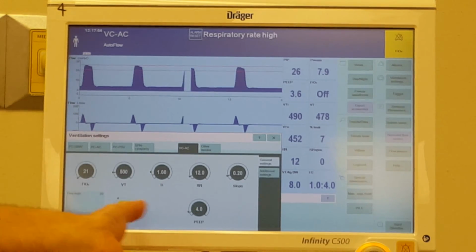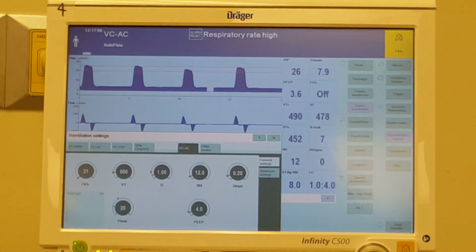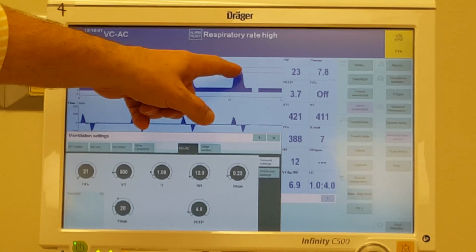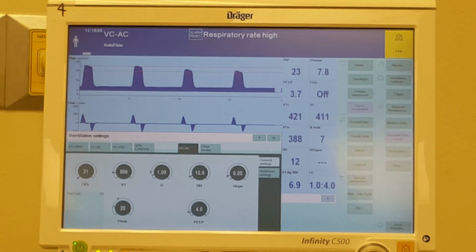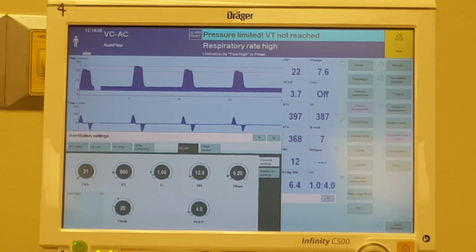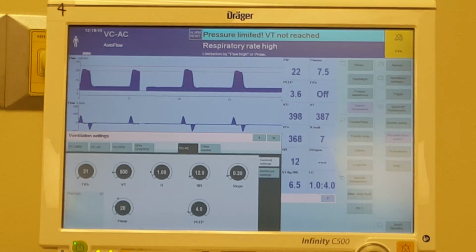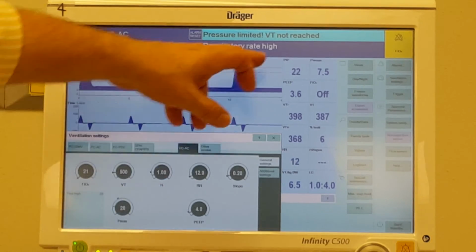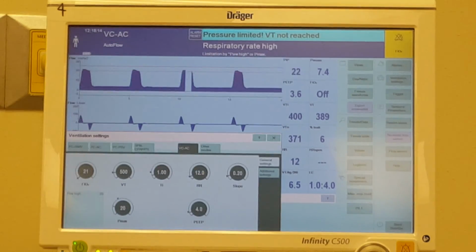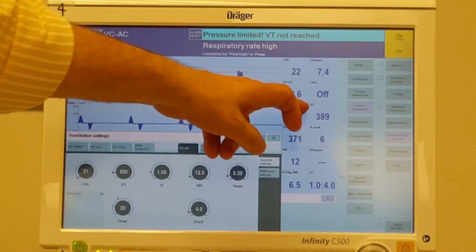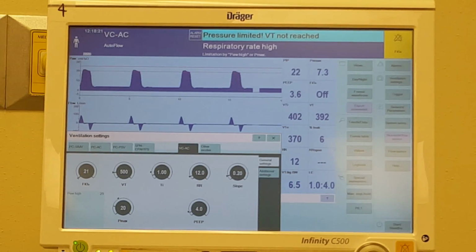Well, okay, I put it to 21. Let's go to 20, like I said. See what happens? It limits it. It doesn't cycle when it hits it. But notice it tells you it's pressure limited. We're holding it at that right around the pressure of 20. You can see we're overshooting by a couple. But the result of holding it to that level is we don't reach our tidal volume. In fact, we're 100 mils less than our target because of that adjustment in Pmax.